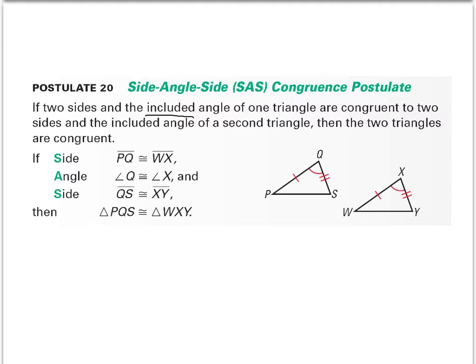I want to highlight included because let's say, for example, we're talking about side PQ and WX. We're good there. We know those are congruent. Then we know that QS and XY are congruent. Now, it needs to be the included angle. By included, I mean the one that's in between them. So, for example, if angle P and angle W were congruent and these weren't, if angle Q and angle X were congruent, this wouldn't work. It needs to be the included angle. So, once again, if two sides and the included angle of one triangle are congruent to two sides and the included angle of a second triangle, then we're good. We can say those two triangles are congruent.